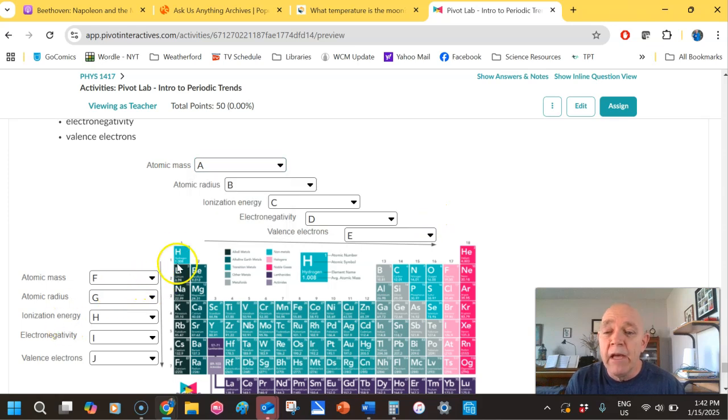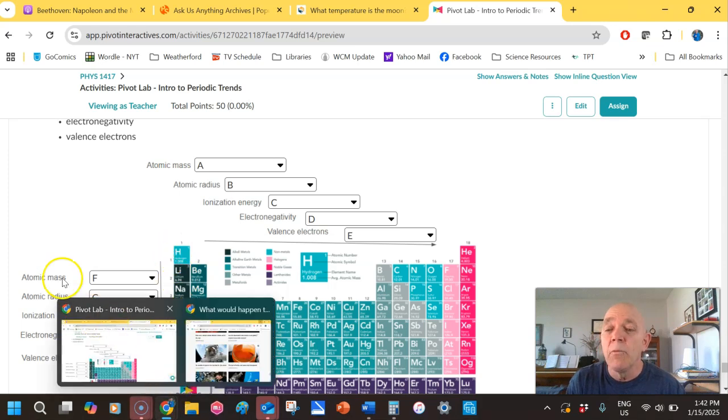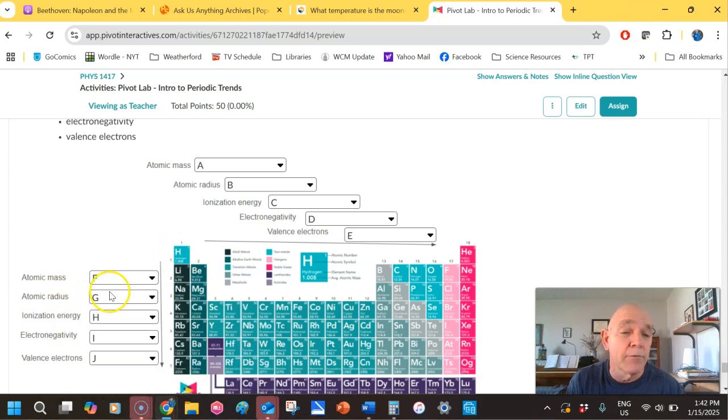Okay, then they want to know over here, going down, as you go down the group, what happens to the atomic mass? What happens to the atomic radius? Does it get bigger or smaller, or stay the same? Once again, same thing. All right.